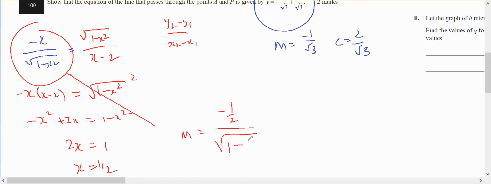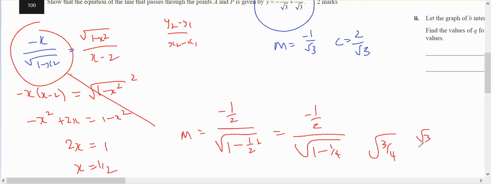Which means the gradient equals negative a half over the square root of 1 minus a half squared, negative a half over the square root of 1 minus a quarter, the square root of 3/4, square root of 3 on 2 over negative a half, times 2 on root 3, negative 1 on root 3. The gradient equals negative 1 on root 3, which is what I needed to show.